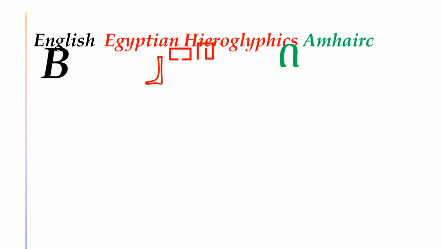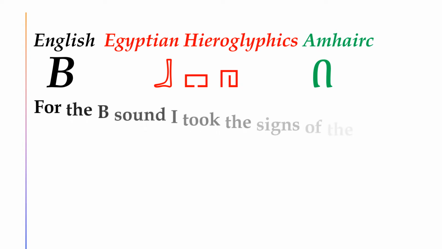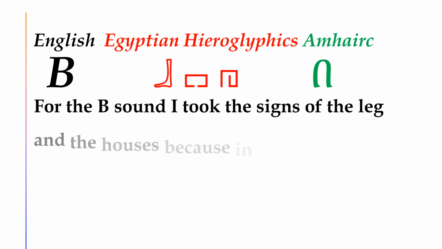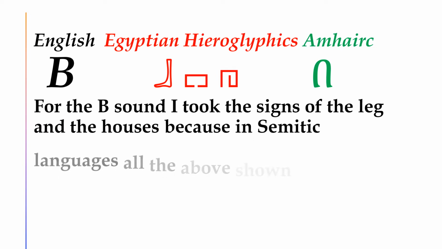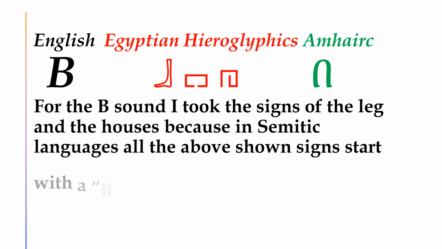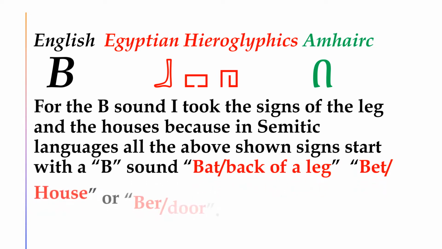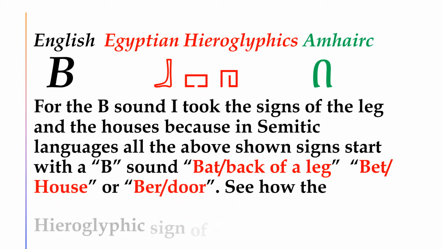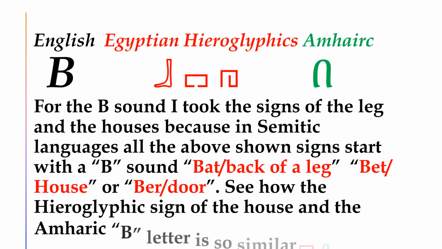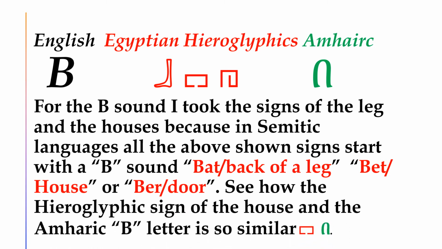The next one is the B sound. As you can see, in the Egyptian hieroglyphics, I have taken the leg sign, the door sign, and the house sign. This is because in Amharic, all three of them start with the B sound. We call the leg bat, we call the door bar, we call the house bait. So the three symbols start with a B sound. So that's why I have taken these three symbols. The Western scholars only take the symbol of the house.